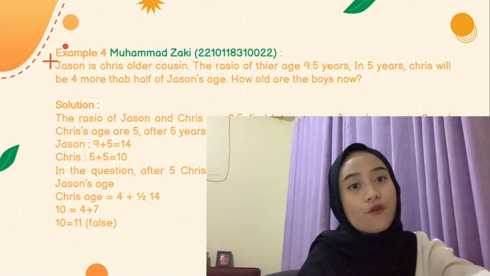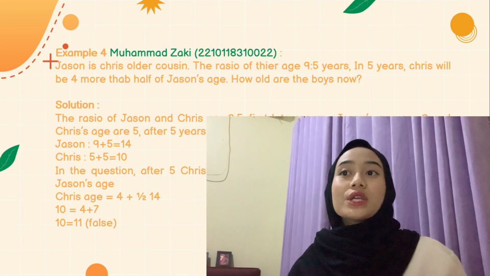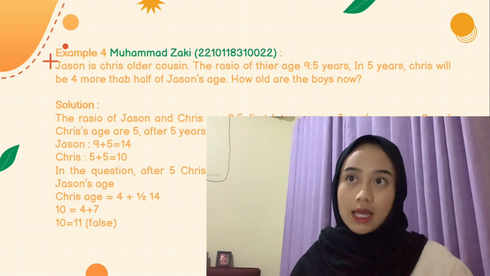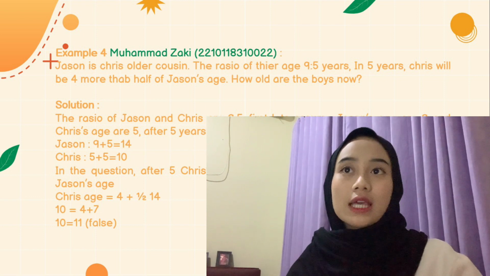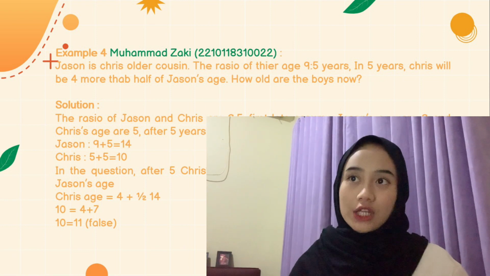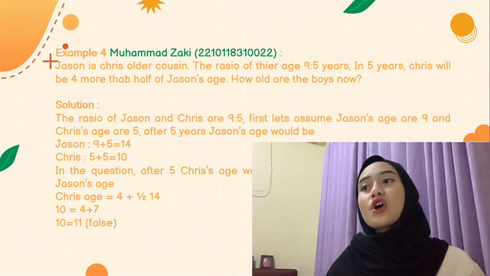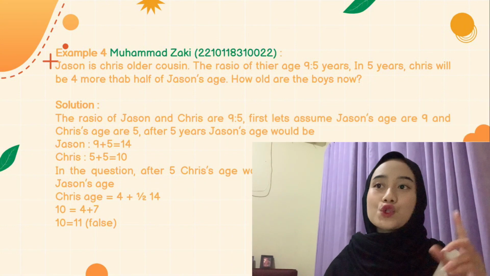So next, example 4. Jason is Chris' older cousin. The ratio of their ages is 9 to 5. In 5 years, Chris will be more than half of Jason's age. How old are they both now? So the solution: the ratio of Jason and Chris is 9 to 5.